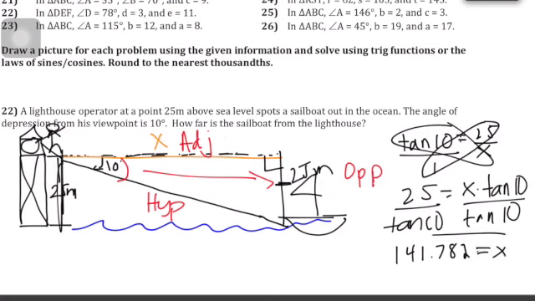All right, so that makes sense because the man is only looking 10 degrees. 10 degrees is a really small angle measurement. So that means the boat would have to be pretty far. Okay, that looks good.